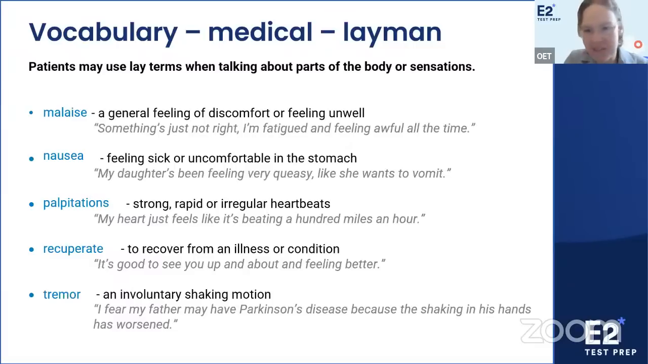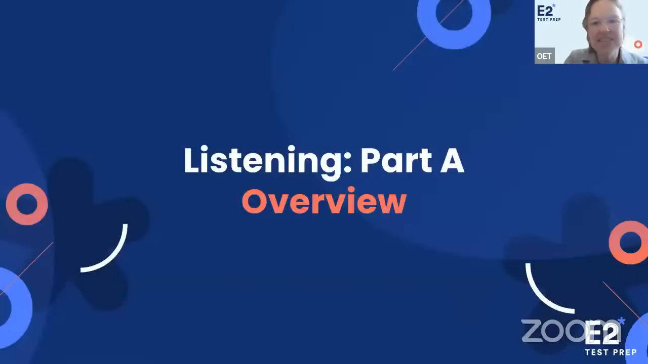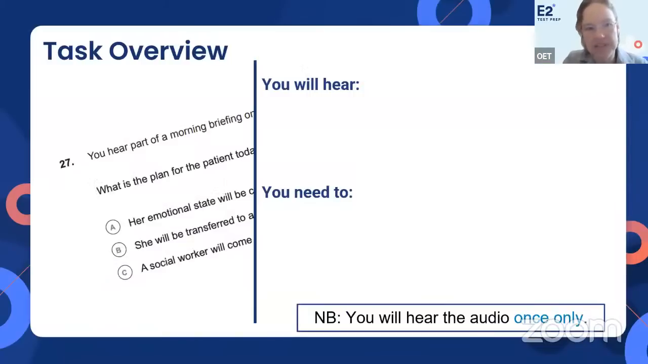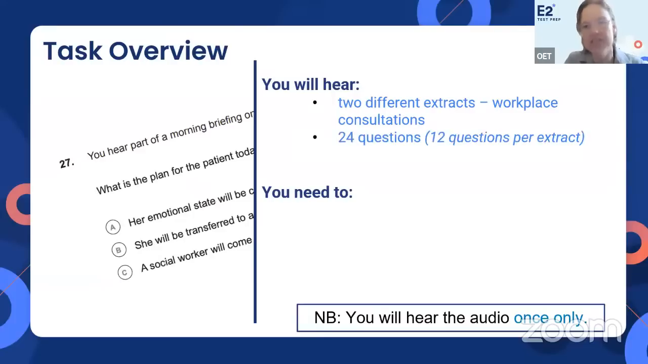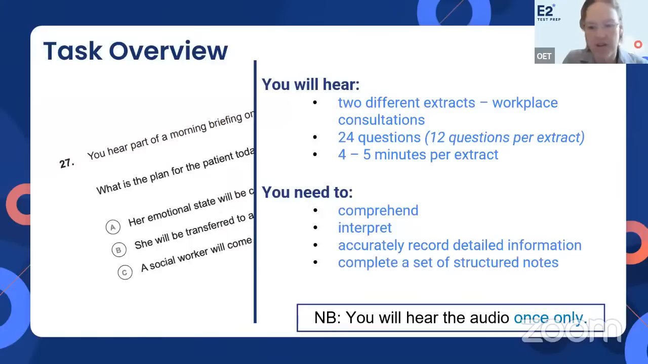Okay, so you can go back to those and review them later, but let's start to talk about listening part A and an overview of it. So what happens in listening part A? Well, you're going to hear two different extracts, workplace consultations. There'll be 24 questions, 12 questions per extract, and each one lasts 4 to 5 minutes. You need to do quite a lot, right? Because you're only going to hear the audio just the once. You need to comprehend, interpret, accurately record detailed information to complete a set of structured notes.